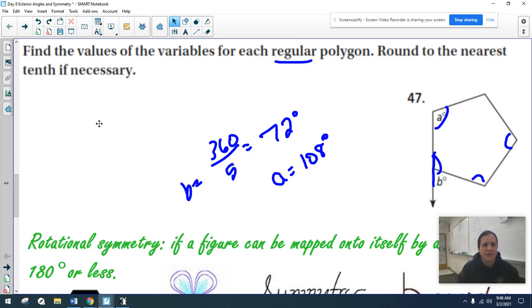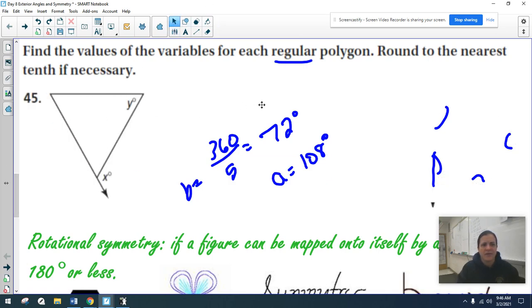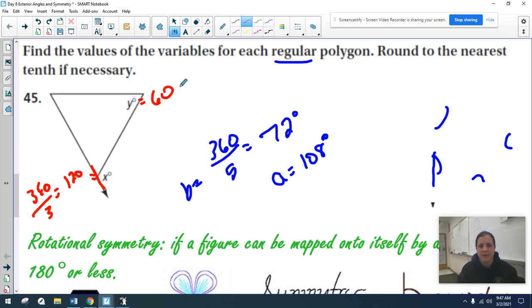I guess I could do a different one so that it's not the same numbers every time. So this one over here, exterior is the easiest to deal with. So 360 divided by the number of sides, which in this case is 3. That's going to give me 120 degrees for X. Then same thing, if it's regular, then Y is going to be 60. I just take 180 minus 120, and that's going to give me 60 for Y.